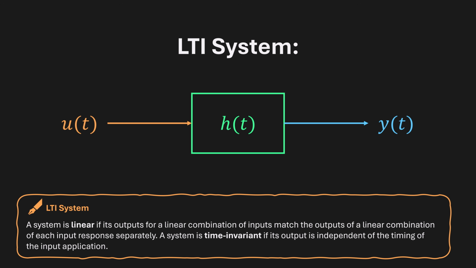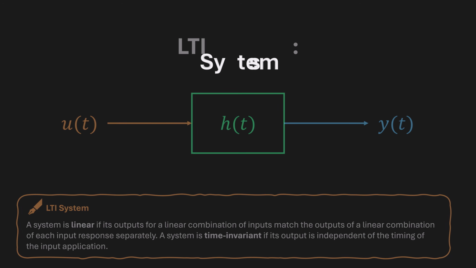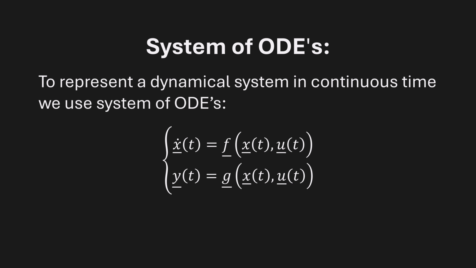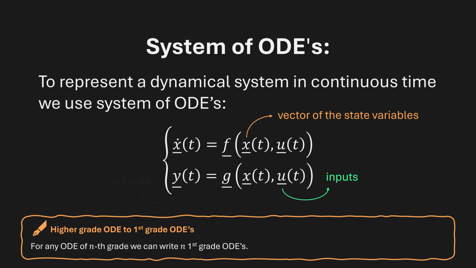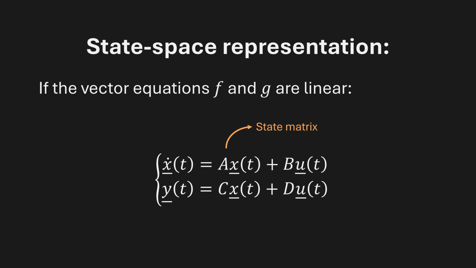To represent a dynamical system in continuous time with a system of ODEs, remembering that for any ODE of nth order, we can write n first order ODEs, where x is the vector of the state variables, y are the outputs, and u are the inputs. If the vector equations f and g are linear, then we can write the system as the following. This is called the state space representation, and A is called the state matrix.